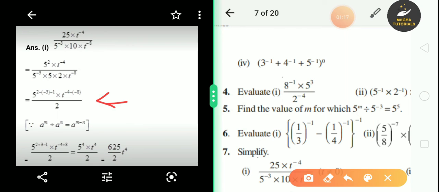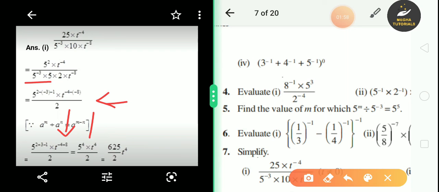In the denominator one power is minus 3 and one power is 1, so both powers will go in the numerator with a minus sign. And for base t we can write t raised to minus 4 minus minus 8. 2 will be in the denominator. Then the next step is 5 raised to 2 plus 3 minus 1 into t raised to minus 4 plus 8 upon 2. So 2 plus 3 minus 1, 5 minus 1, it will be 4.